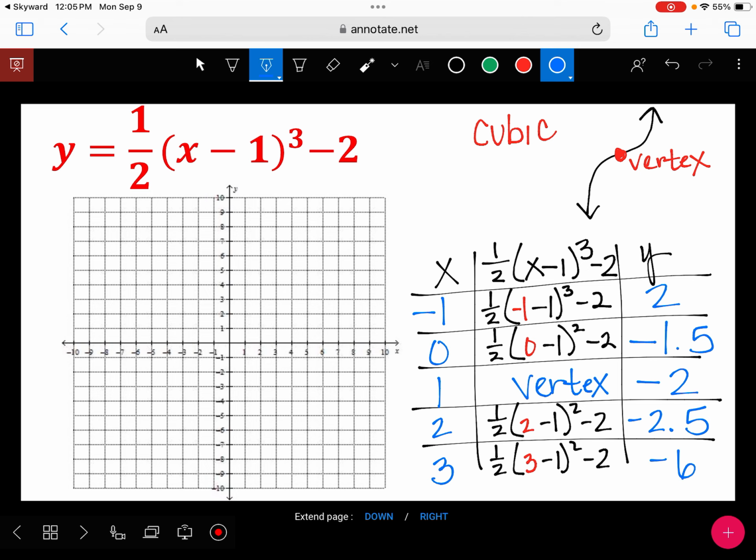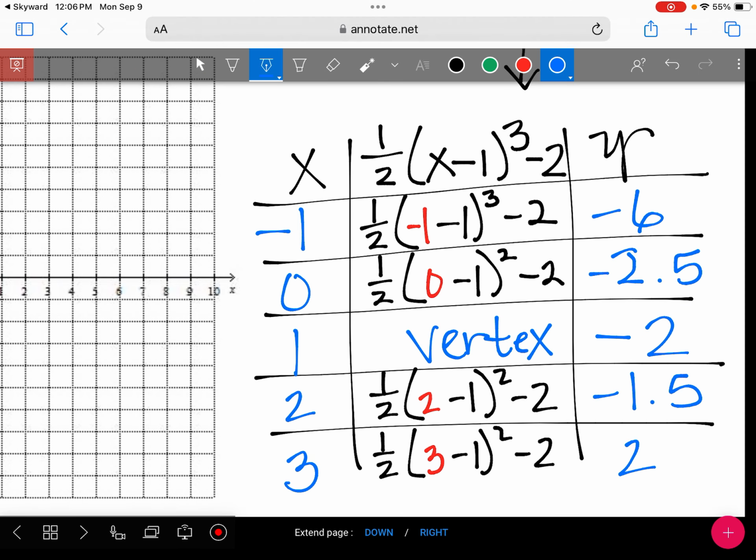Oh wait, I did that backwards. All right, compare your answers with mine. Raise your hand if you got those numbers for your Y values. All right, let's go ahead and graph it.